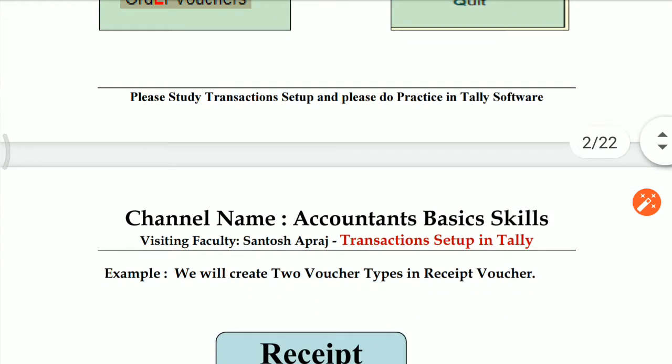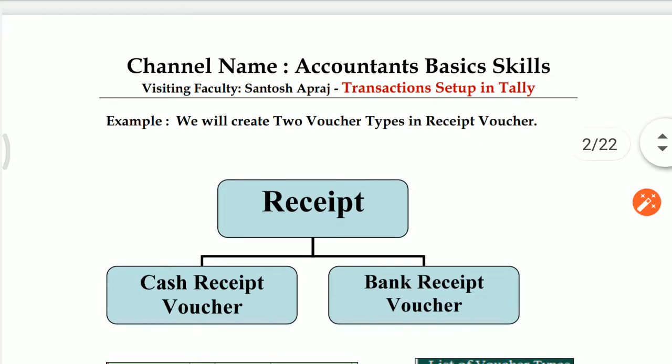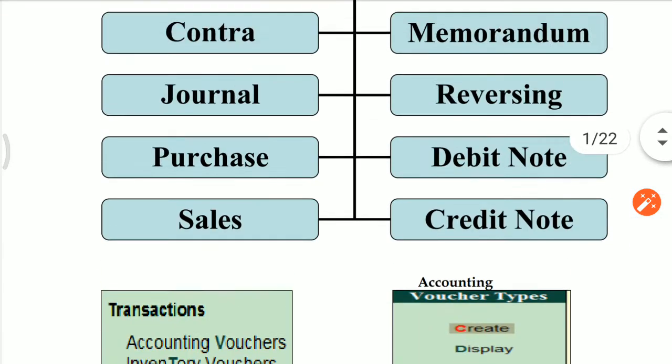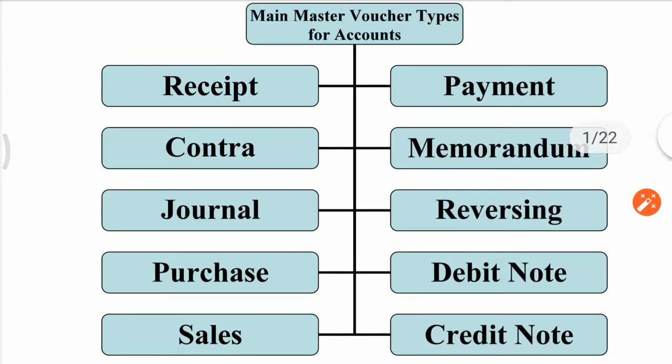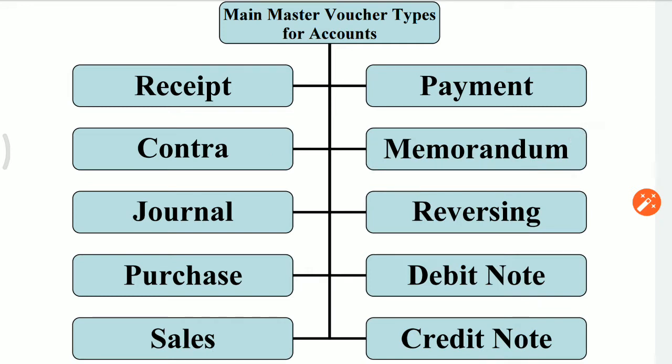Okay, suppose I am giving one example. We will create two voucher types in receipt voucher. Friends, just want to inform you that the above 8 vouchers are standard vouchers. Okay, you can create additional voucher types in the case of receipts, payment, contra. Memorandum, no. Journal, you can create it. Purchase, you can create it. Sales, you can create additional voucher type.